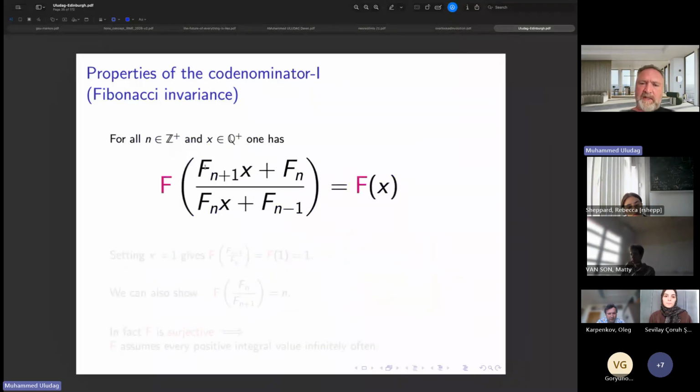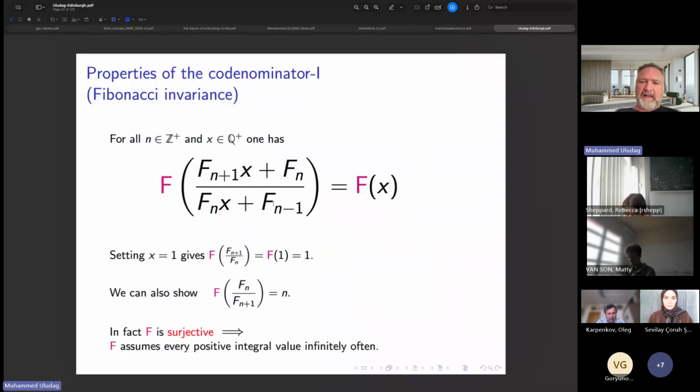And if I wrap up this expression, I get what is called the Fibonacci matrix. The iteration tells us that the codenominator of this expression equals the codenominator of x. And from here, if you set x equals 1 above, we get that the codenominator of F(n+1) over F(n) is 1. And we can show that the codenominator of F(n) over F(n+1) is n. And as I mentioned, f is in fact surjective, so f assumes every positive integral value infinitely often.